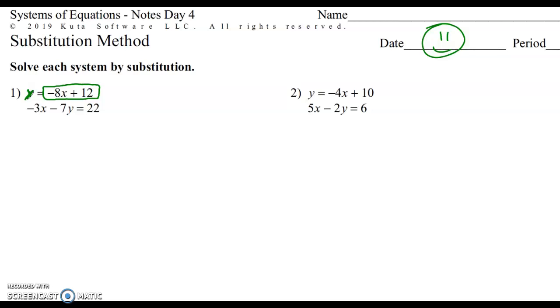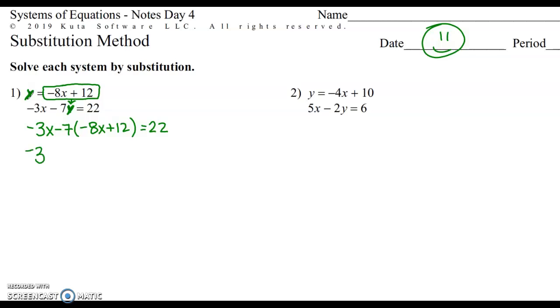So then, now that I know that y is the same thing as negative 8x plus 12, I can replace y in the other equation with what y is equal to, negative 8x plus 12. So I'd have negative 3x minus 7 times, y goes out, in for y, since it's multiplication, we put it in parentheses, is what y is equal to, negative 8x plus 12. And then we're still equal to 22. So we substituted in for y in the second equation with what y is equal to, negative 8x plus 12. Now you see we have an equation with one variable, only x, so we can solve.